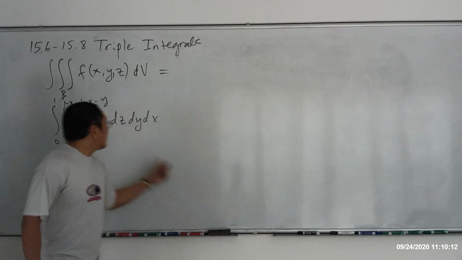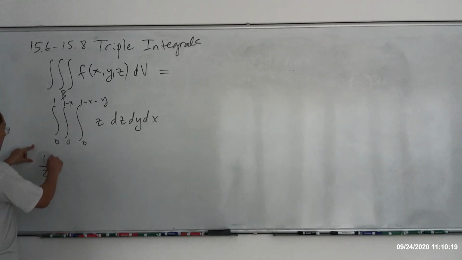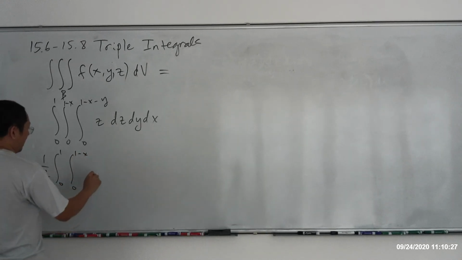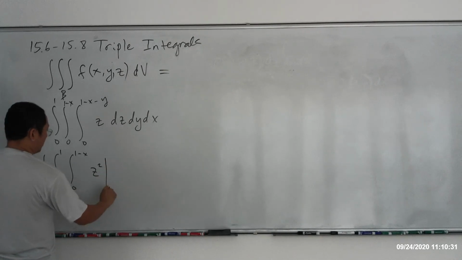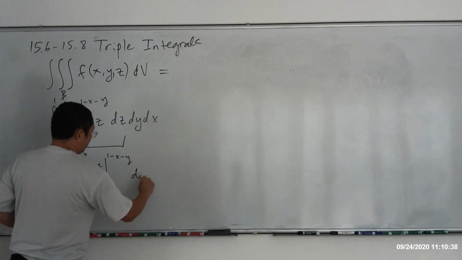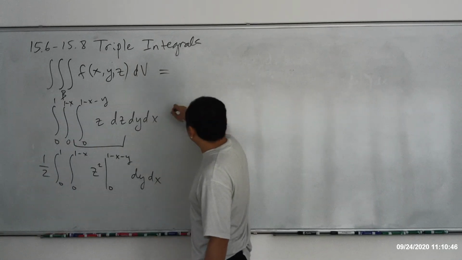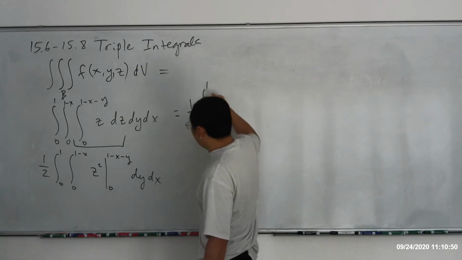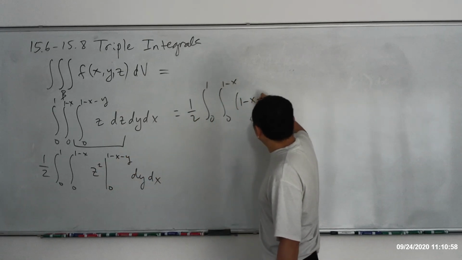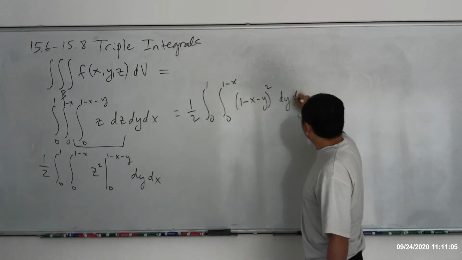Okay, so let's do it from inside out. The antiderivative of z is 1/2 of z squared. I know the 1/2 is constant, so I'm going to put 1/2 outside. I got 1/2 outside, integral from 0 to 1 for x, integral from 0 to 1 minus x for y, and then z squared, z running from 0 to 1 minus x minus y, and I took care of the inside already. I got dy, dx. Now plug in the upper and lower value for z. I got 1/2 outside, integral from 0 to 1, integral from 0 to 1 minus x, plugging in z equal to 1 minus x minus y, I got 1 minus x minus y squared. Subtract 0 squared, so 0, and then this is dy dx.